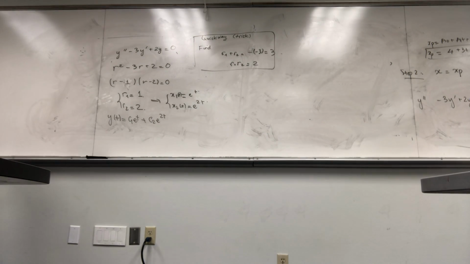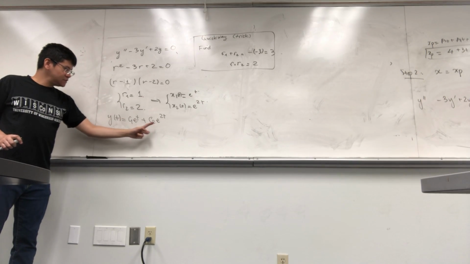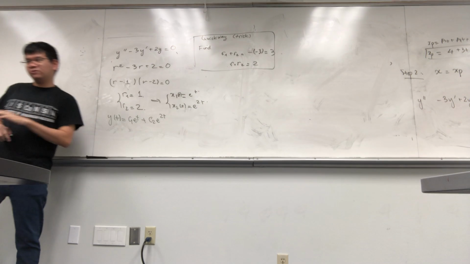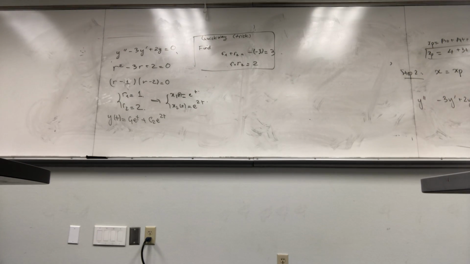So y(t) will be c1 e to the t plus c2 e to the 2t, and this is the form of y. So what is the form of the solution of the inhomogeneous equation? Yes, x equals xp plus y, so it would be 4 plus 3t plus t squared plus c1 e to the t plus c2 e to the 2t.